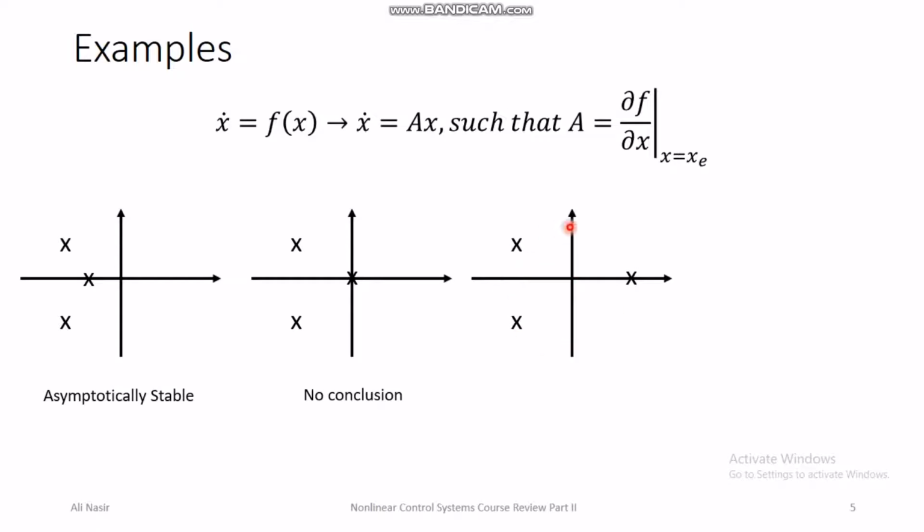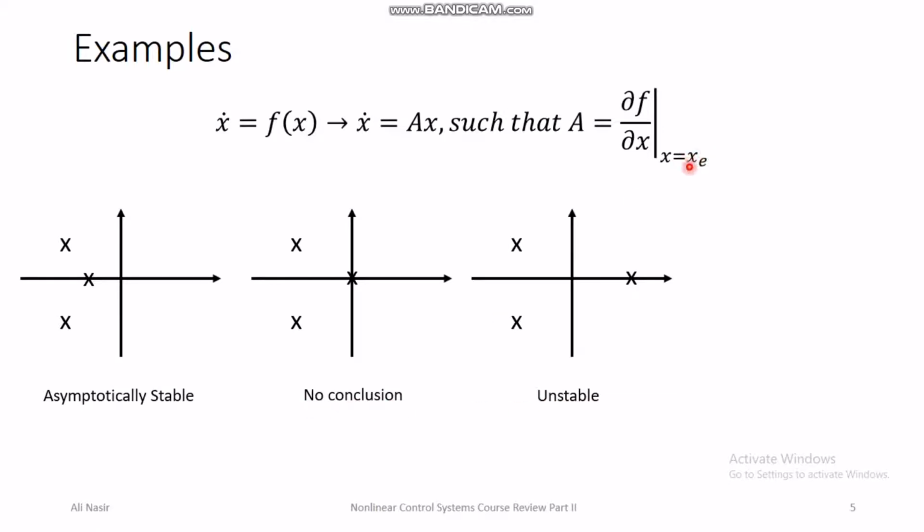Here in this case, the original nonlinear equilibrium point would be unstable because there is at least one eigenvalue on the right side. So remember this: if there is an eigenvalue on the right side, then the j omega axis eigenvalues don't count, because even if there is one eigenvalue on the right side, the conclusion will be unstable. It will not be no conclusion in that case.